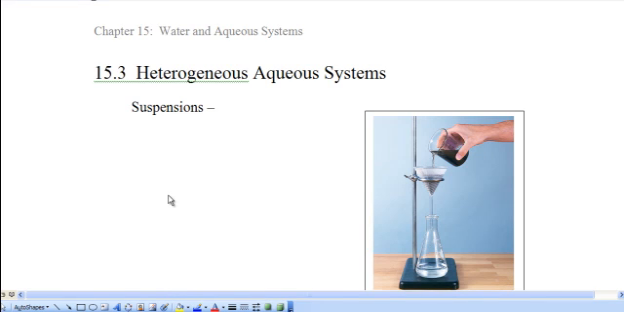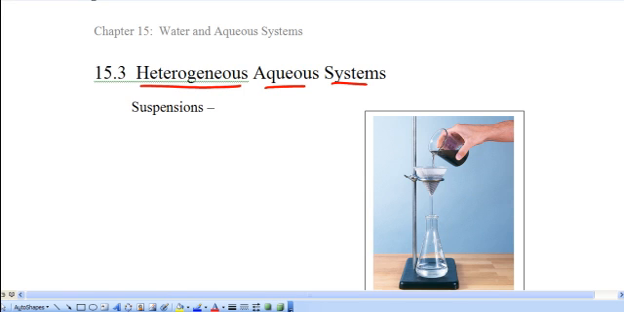And welcome to 15.3 Heterogeneous Aqueous Systems. In this section we're going to take a look at systems where you have more than one phase. That's why the term is heterogeneous aqueous systems as opposed to the homogeneous systems which only had one phase. So the real difference here is the eye test. Can you see multiple phases in the system? If yes, you have a heterogeneous system.